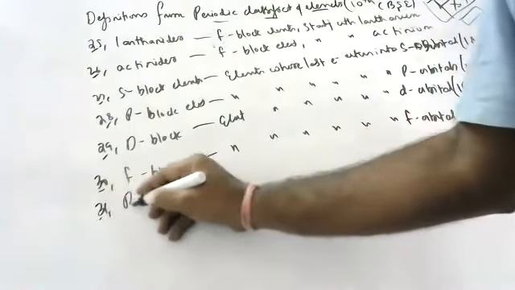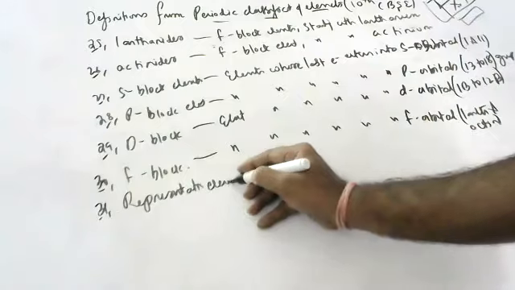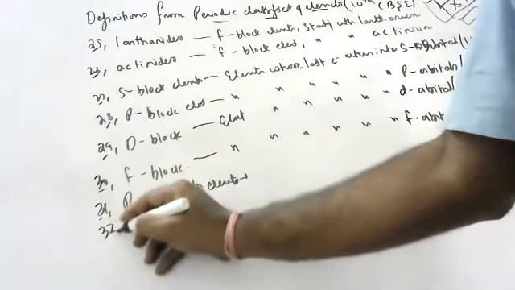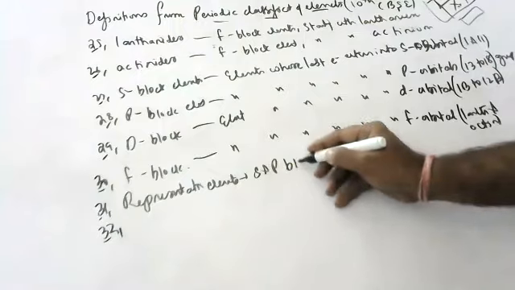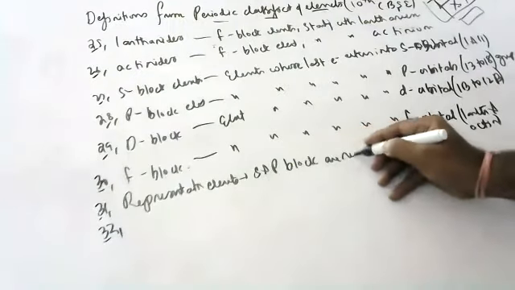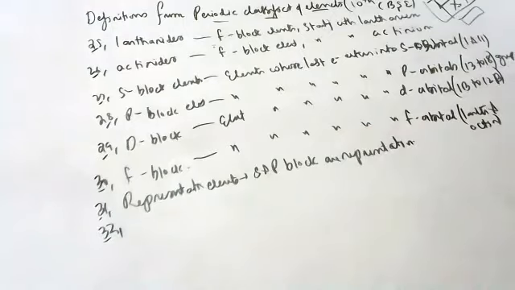Next, representative elements. What are representative elements? S and P block elements. Very good. S and P block elements are called representative elements.